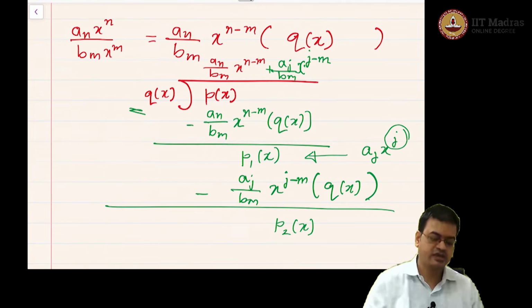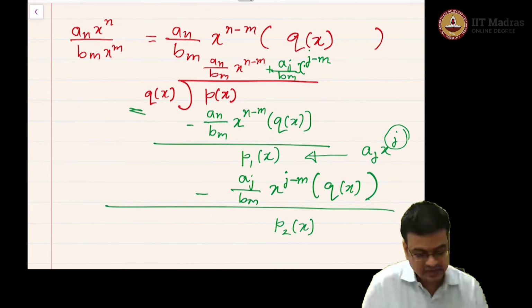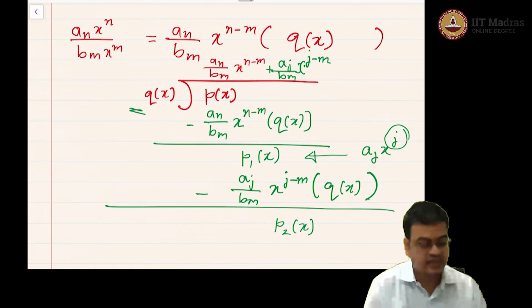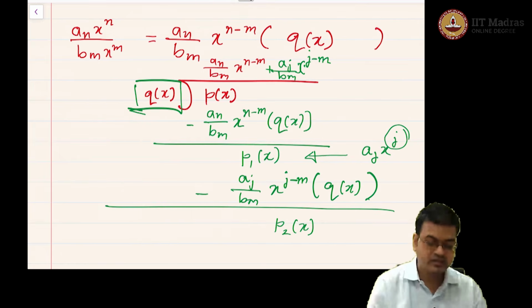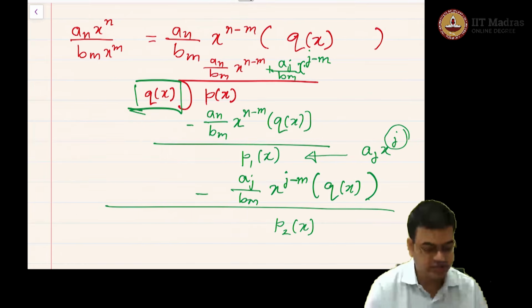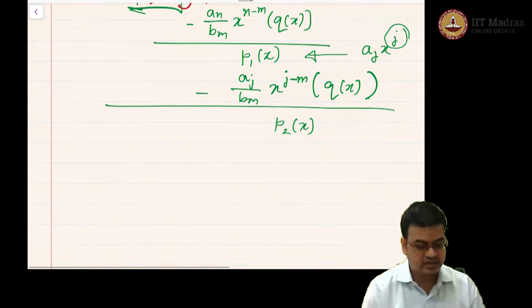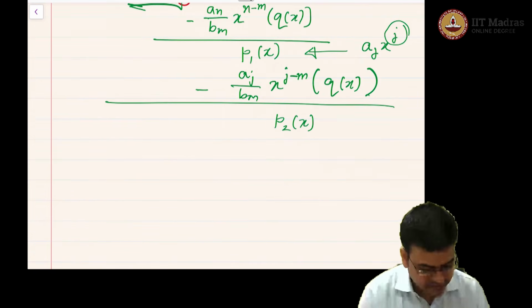This process will continue as long as the terms yielded in p2(x) or pj(x) are not of lesser degree than the degree of q(x). This is in short the summary of the division algorithm. Let us demonstrate it through a simple example.